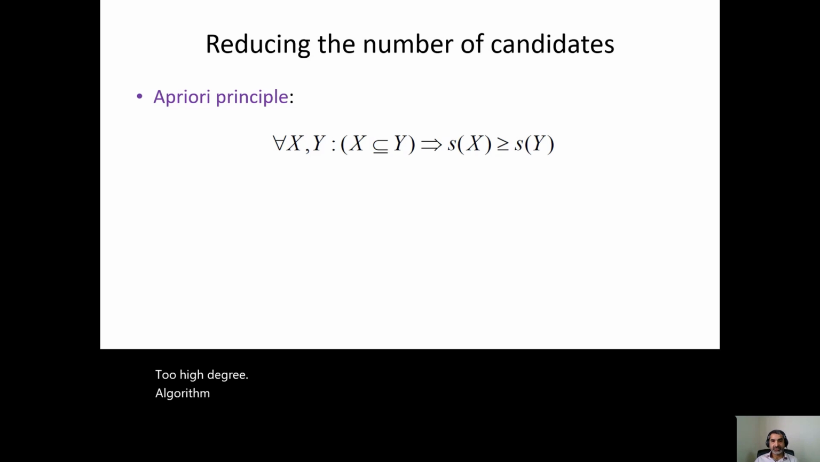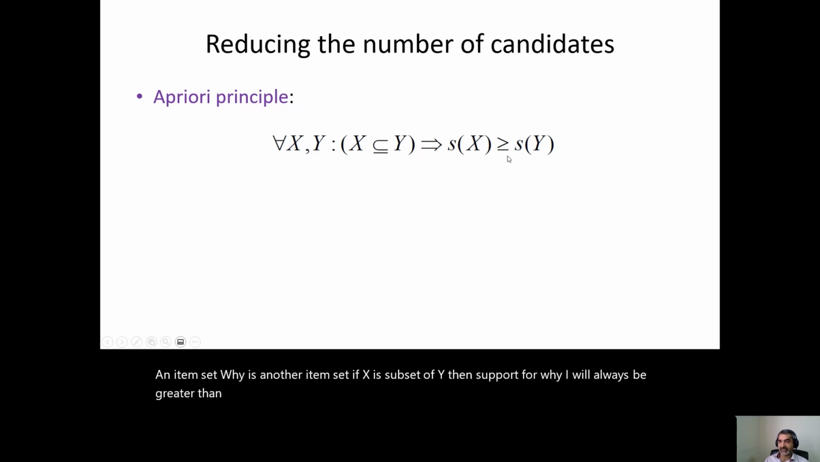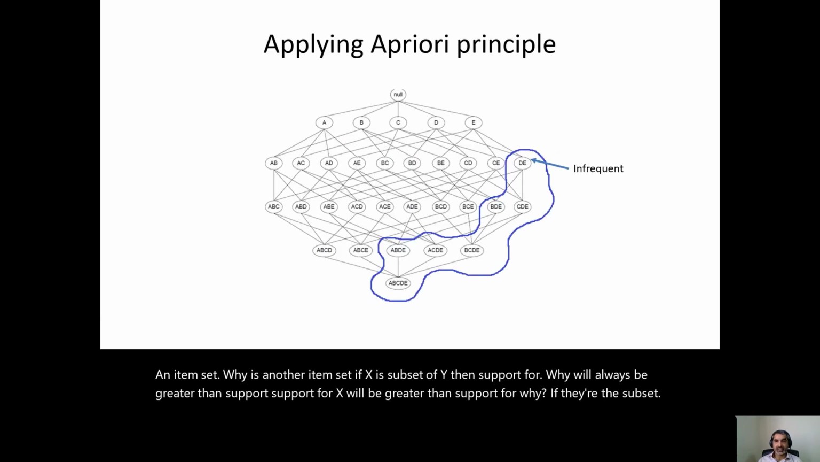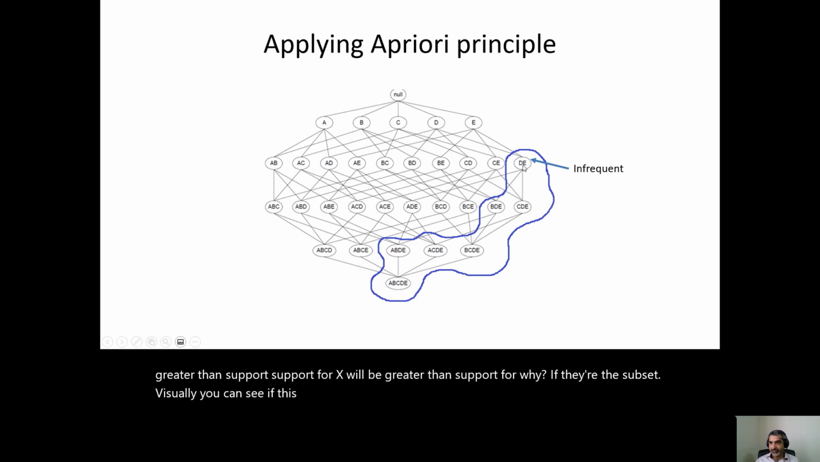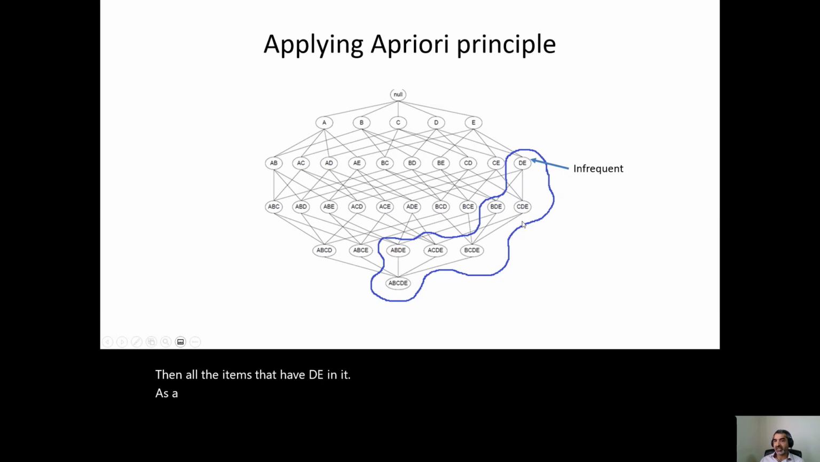Algorithm number one is based on this principle. For all x and y, where x is an item set and y is another item set, if x is a subset of y, then the support for x will always be greater than the support for y. Visually, you can see if this particular item, DE, is infrequent, then all the items that have DE as a member will also be infrequent. This is what the a priori principle is saying.